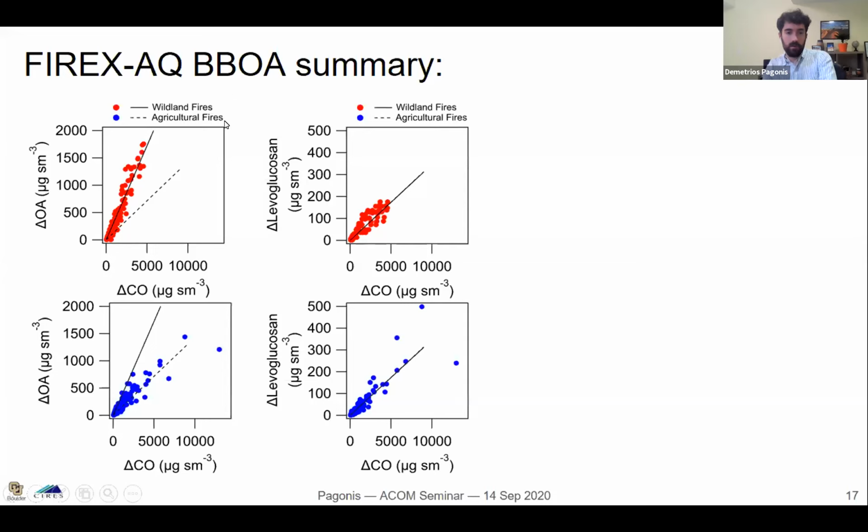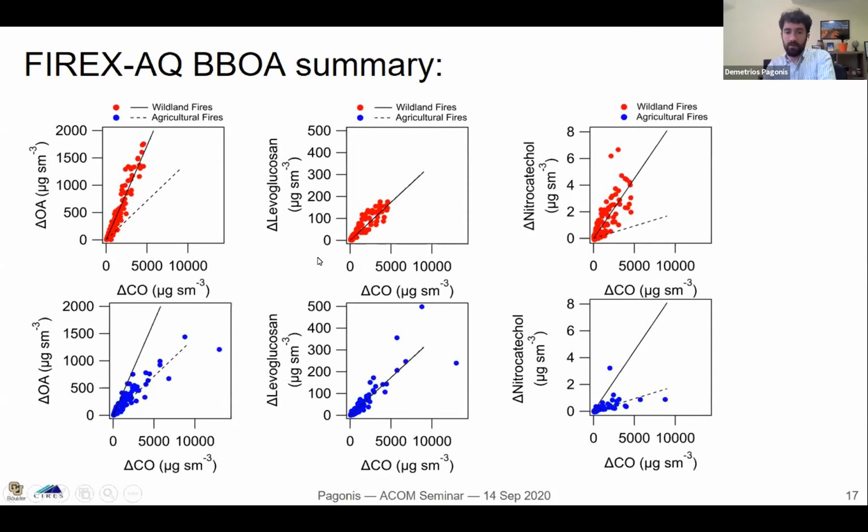Looking at levoglucosan on the EESI side, we see that we get the same slope across both wildland fires and agricultural fires, and so these emissions were fairly consistent all through the campaign. Meanwhile, for nitrocatechol, which is our marker, an indicator of secondary chemistry, we see significantly more nitrocatechol in our OA when we're sampling wildland fires than when we're sampling the agricultural fires.